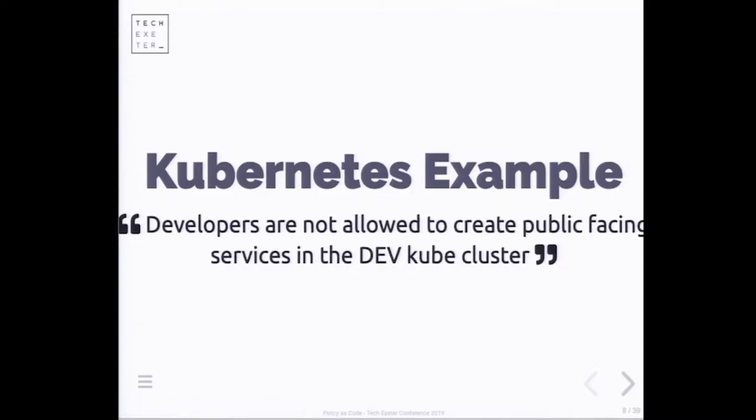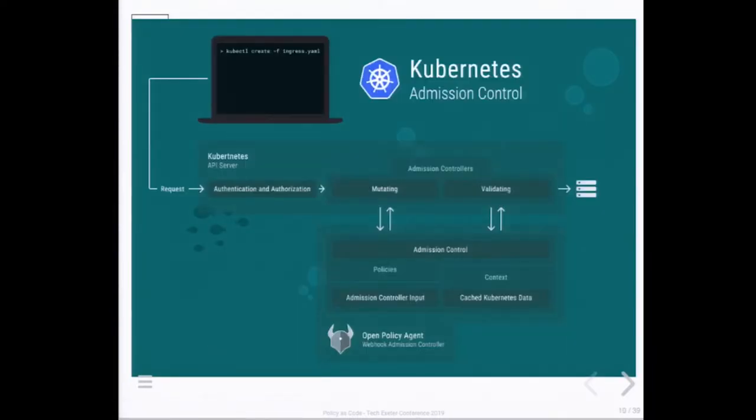OK, I'm going to show you an example. It's in Kubernetes, as I said. So front and center, if you go to the OPA website, the first example they have on their homepage is a Kubernetes one. And they have a picture like this.